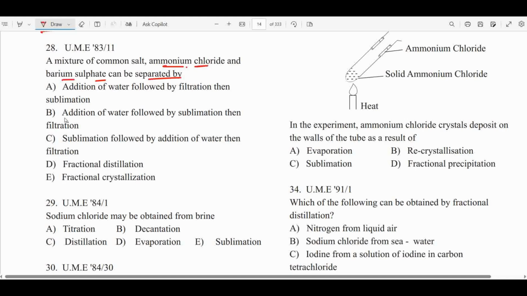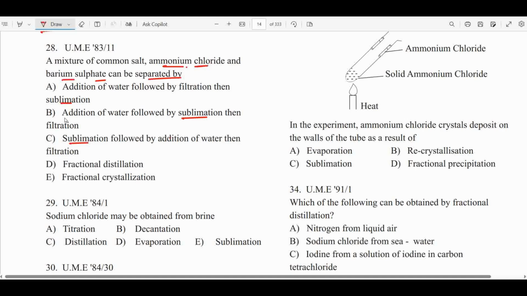So you should expect sublimation as one of the options. So now in this case, we have sublimation as option A, sublimation as option B, sublimation in option C. So our answer will be between these three. But now let us trace it very well. You know, sublimation would remove the ammonium chloride.